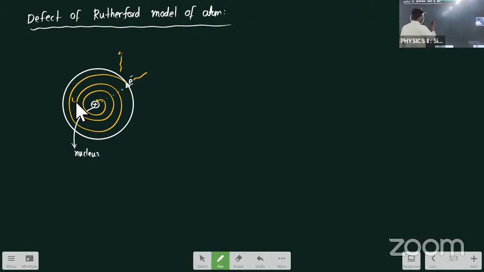Next, the second defect. What is the first defect? As the electron is continuously losing energy, it should fall inside the nucleus and the atom should collapse. But is that happening? No. What is the next defect of the Rutherford model? As he said the electron is accelerating around the nucleus, and continuously emitting radiation, the spectrum should be continuous.